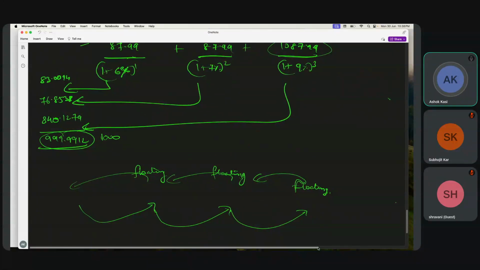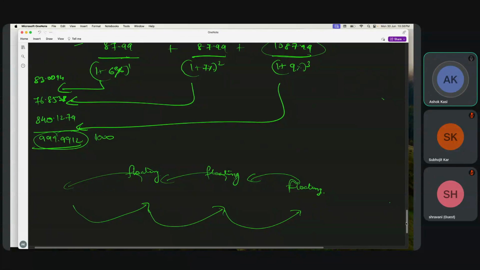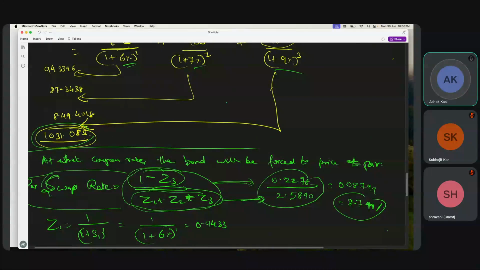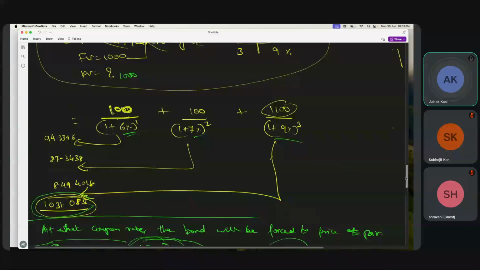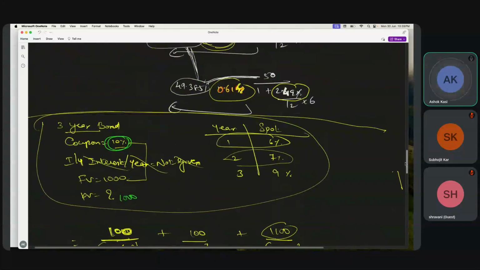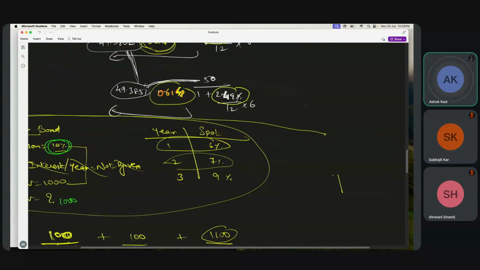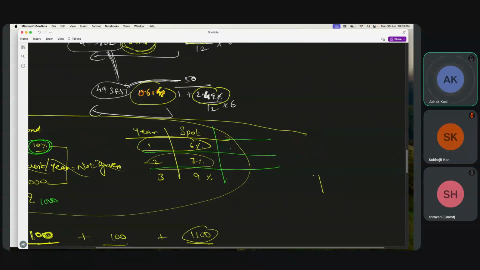Here, what will the floating rate be? Let's calculate that as well. It will be a very full-fledged one. It might be very exhaustive for you, but if you practice this well, you will get a lot of clarity and good confidence as well. If this is the spot rate, can I calculate the forward rate? Remember how to calculate the forward rate? For the first year it will be the same.